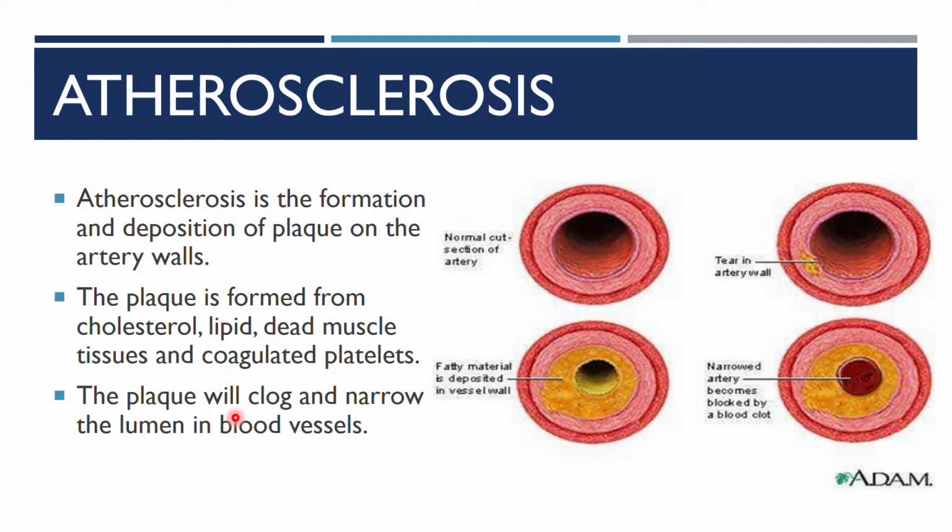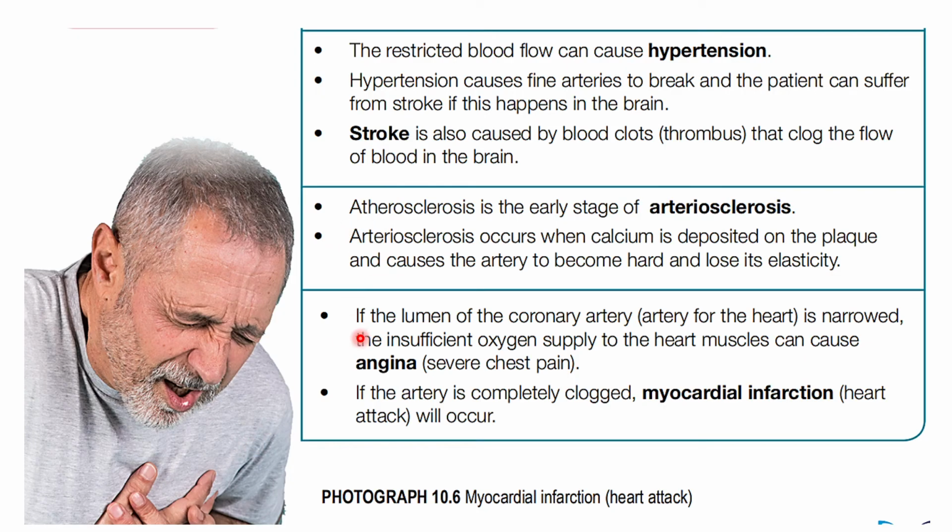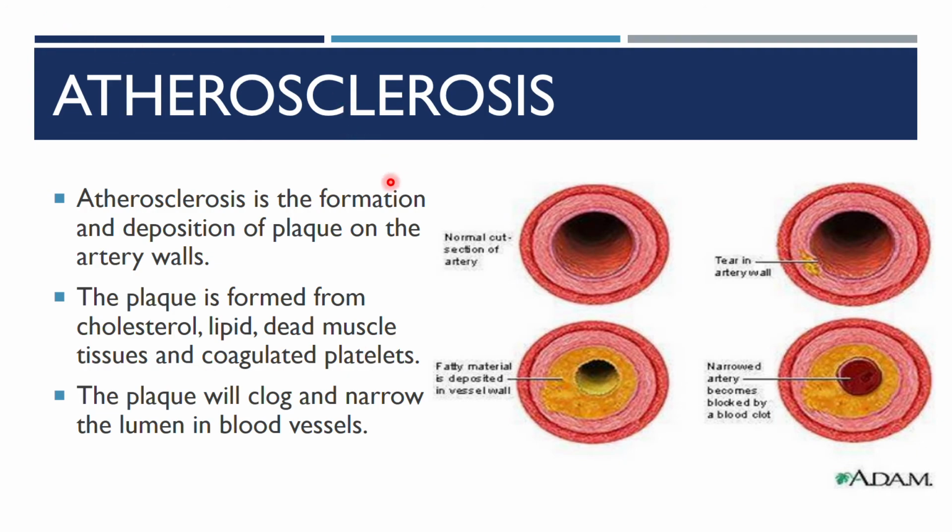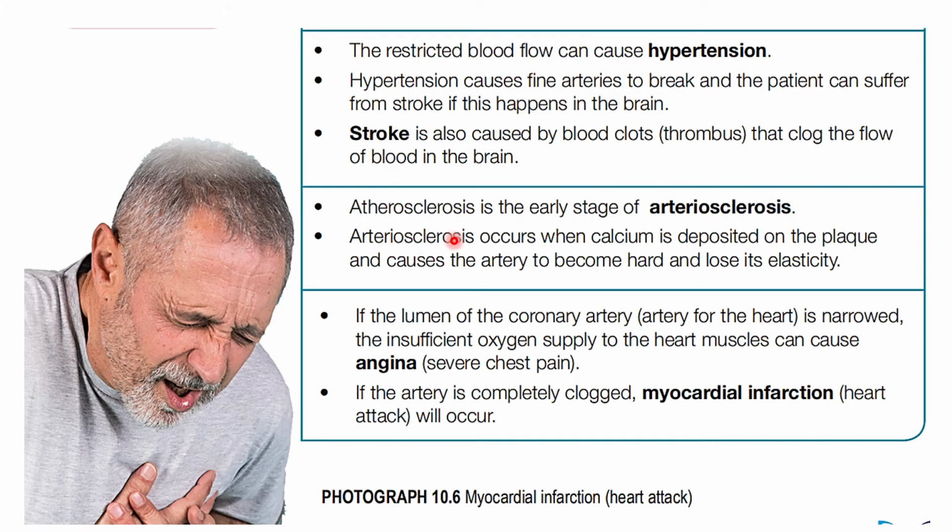So the plaque will clog and narrow the lumen in the blood vessels. This is the picture of a narrowed artery becomes blocked by a blood clot. So that is arteriosclerosis. But what is arteriosclerosis? It is actually the late stage of arteriosclerosis, when calcium starts to deposit on it and cause the artery to become hard and hence lose its elasticity.